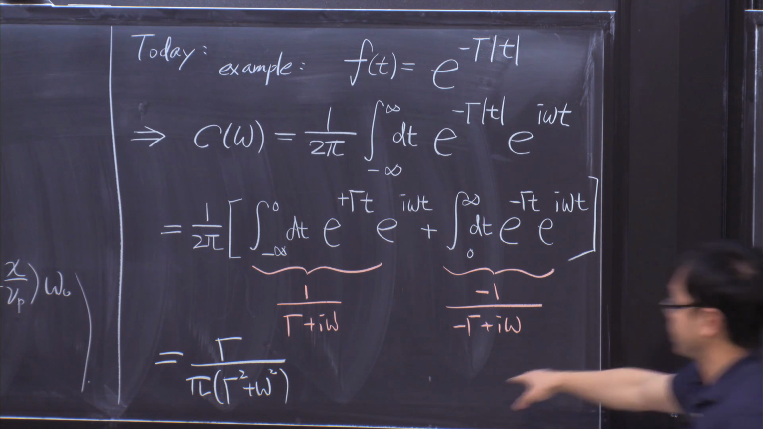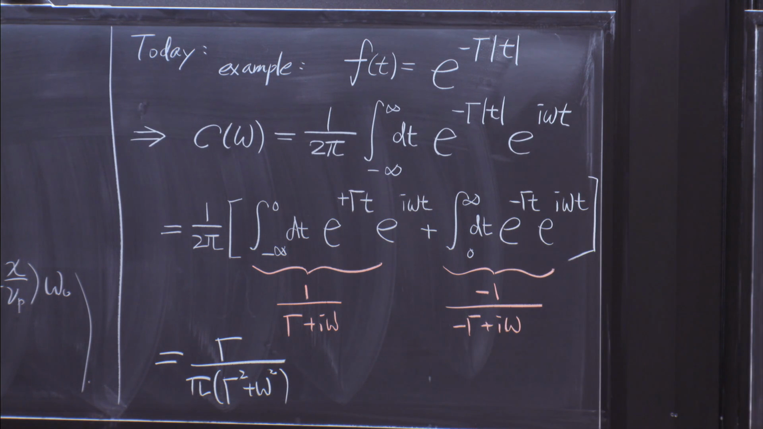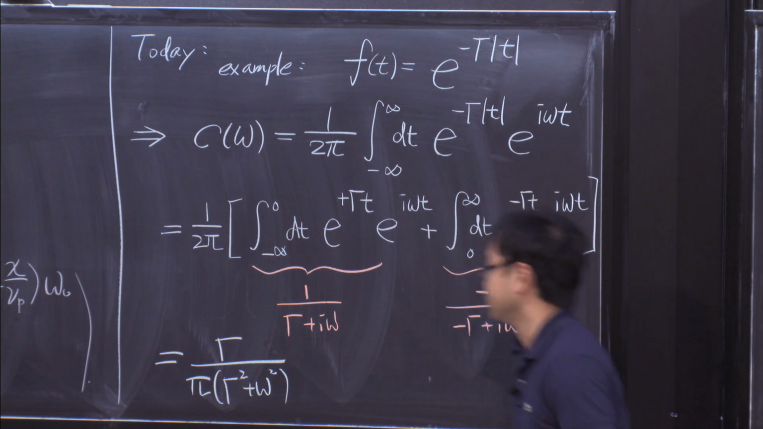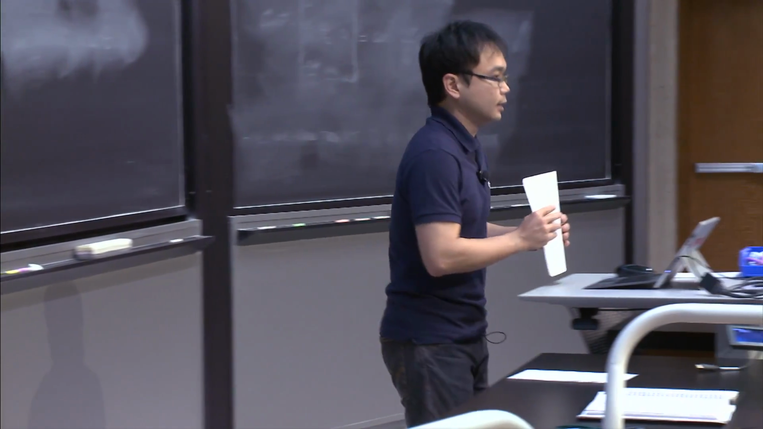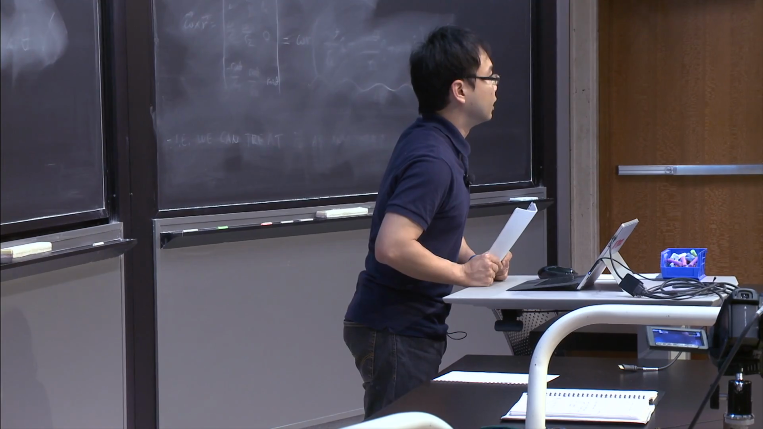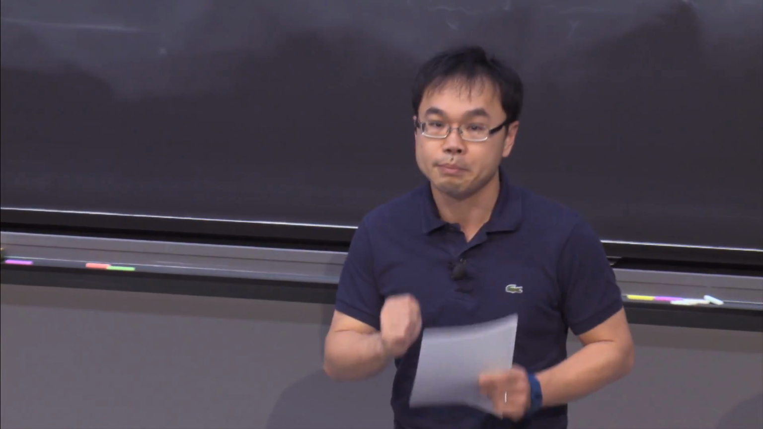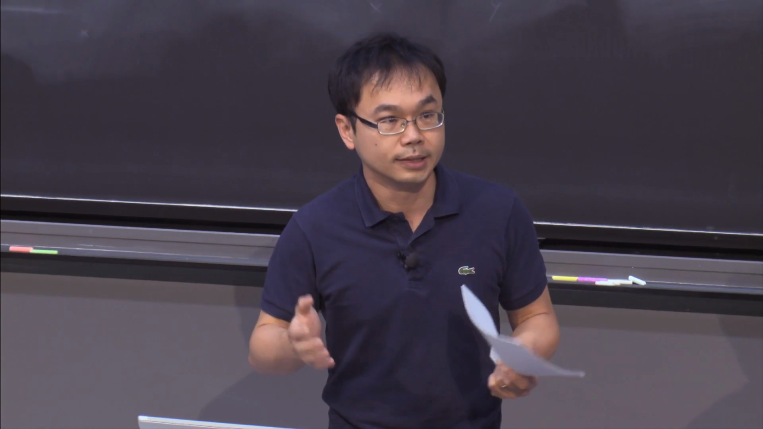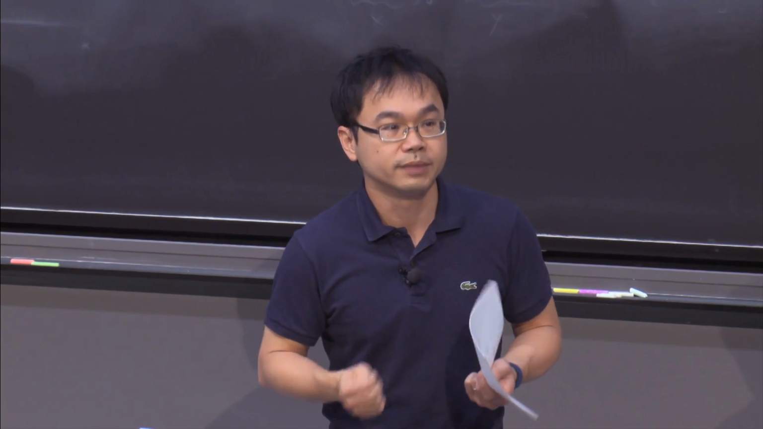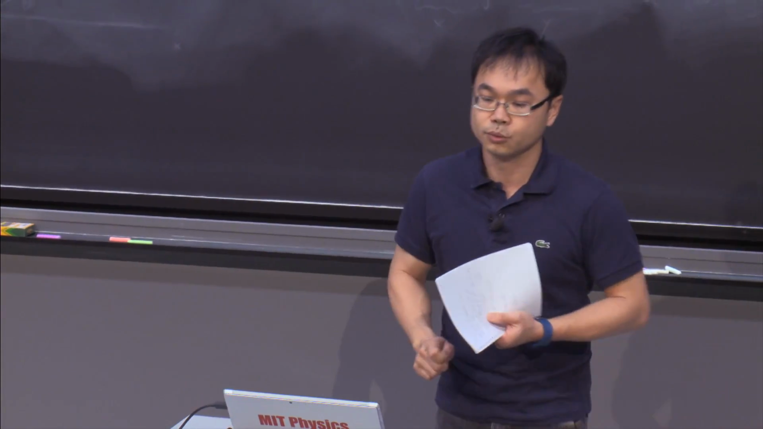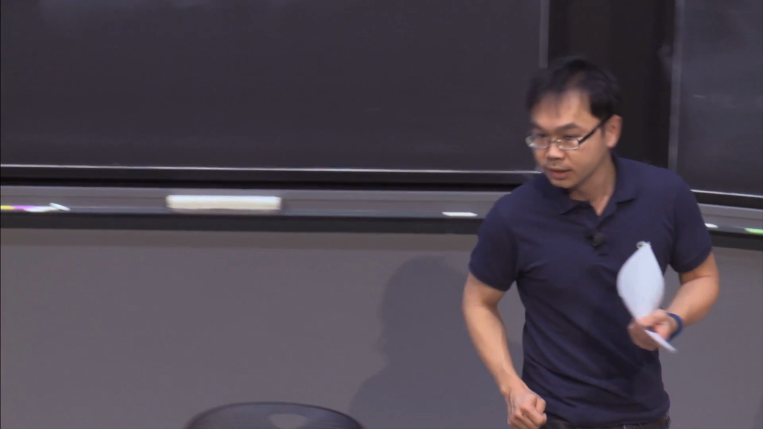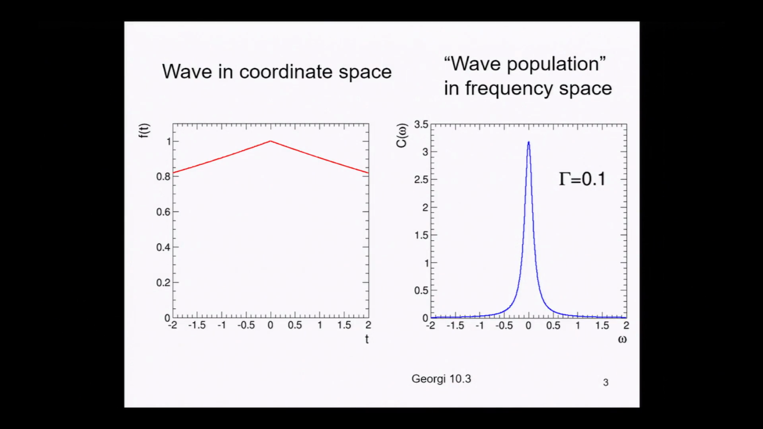Then basically you get the 2 terms, and you get the functional form, which is c omega equal to gamma over pi times gamma squared plus omega squared. Okay? From this simple exercise, there are interesting things which we can learn. Okay? So if I go ahead and draw f of t as a function of time, this is actually what you will get. Suppose I have set gamma to be equal to 0.1.